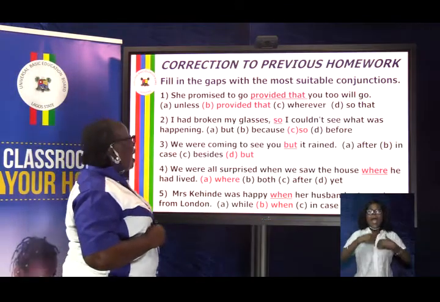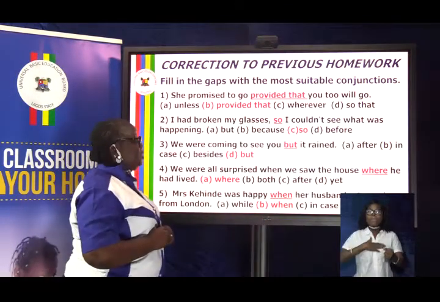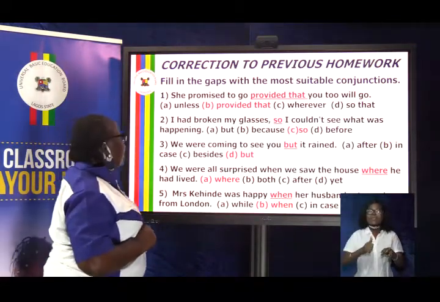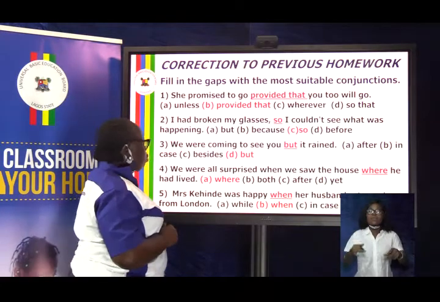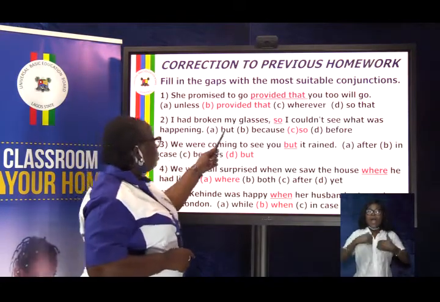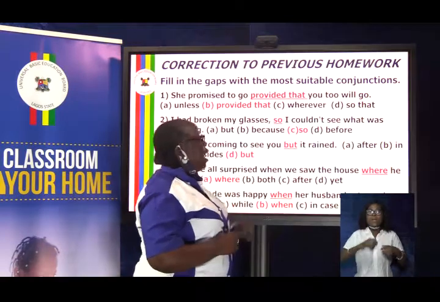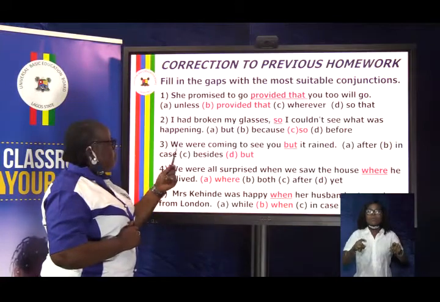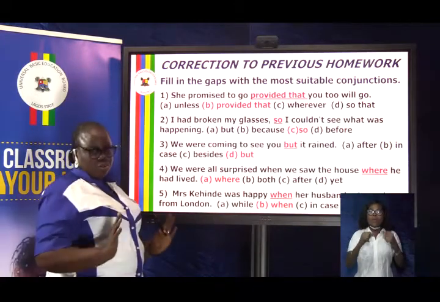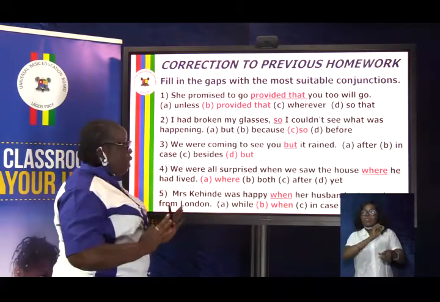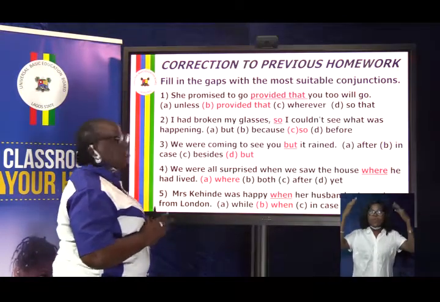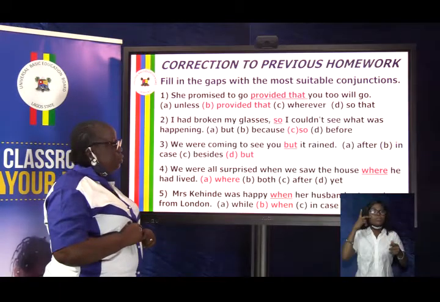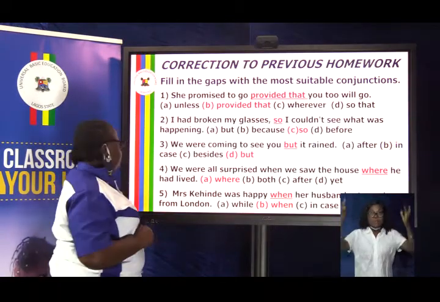Number 2, I had broken my glasses, dash, I couldn't see what was happening. The right conjunction is so. It becomes, I had broken my glasses, so I couldn't see what was happening. We were coming to see you, dash, it rained. The appropriate conjunction there is but, B-U-T. It becomes, we were coming to see you, but it rained.